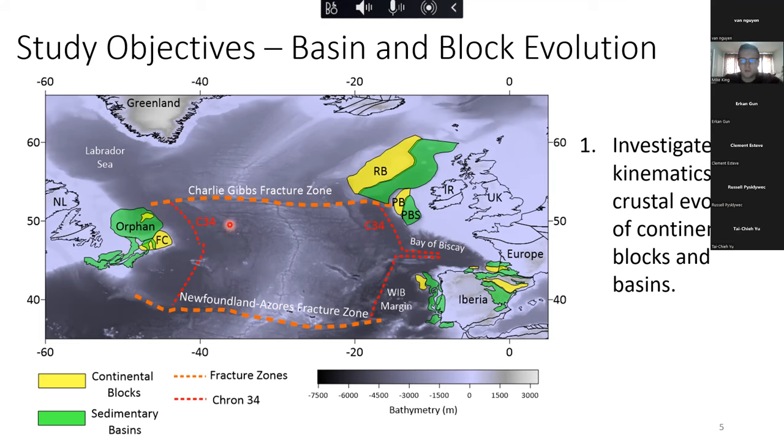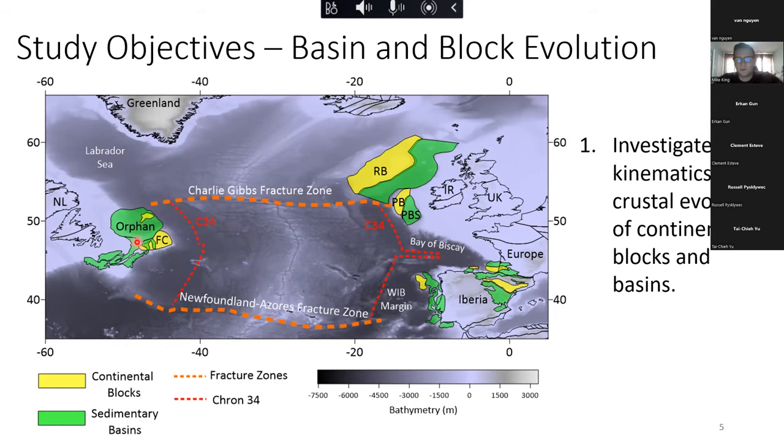In terms of the objectives of my study, one thing we're trying to do is investigate the kinematics and crustal evolution of these continental blocks. On top of that, we're also trying to investigate their kinematic impact on the evolution of the sedimentary basins surrounding them, so trying to understand how the kinematics of these blocks impact the deformation experienced within these basins.